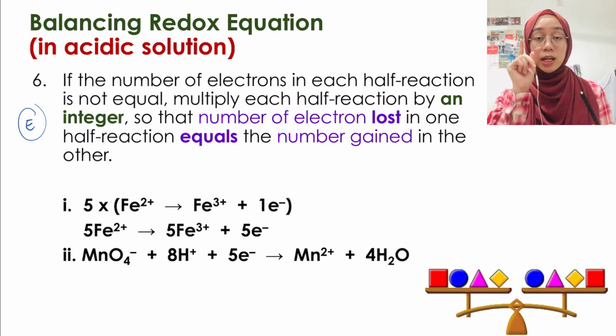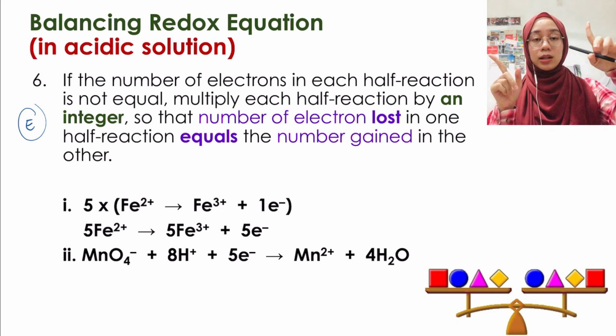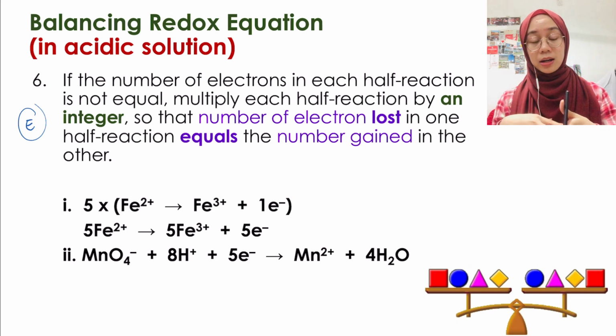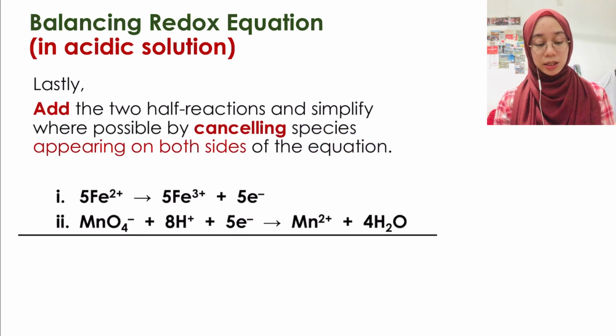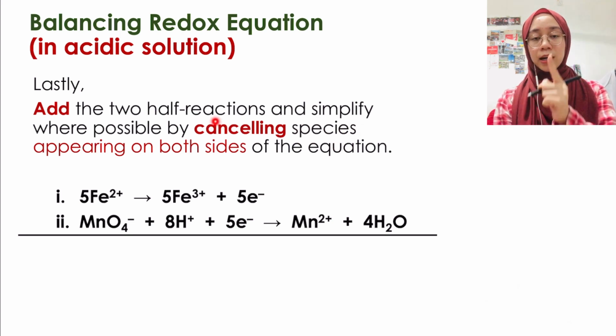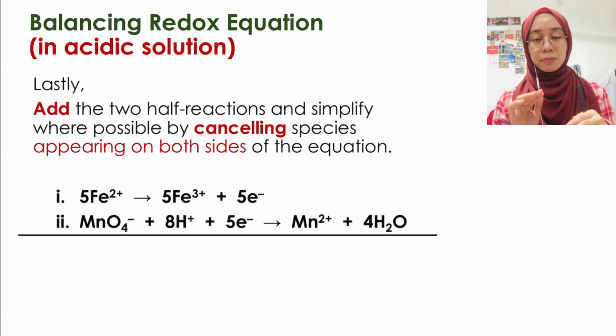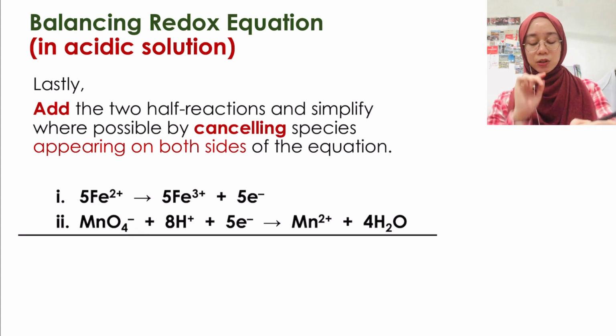Okay, so the last part, tadi kita dah pisahkan jadi half equation kan. So the last part is for you to combine semula the two half equations. Okay, so we need to add the two half equations. And benda yang perlu berlaku kat sini adalah kamu punya elektron mesti boleh cancel off one another. Okay, sebab itulah pentingnya untuk elektron tu sama banyak. Okay, jadi sebelum kita pergi kepada macam mana kita nak tambah dua-dua ni, so kamu tengok yang ni dahulu.